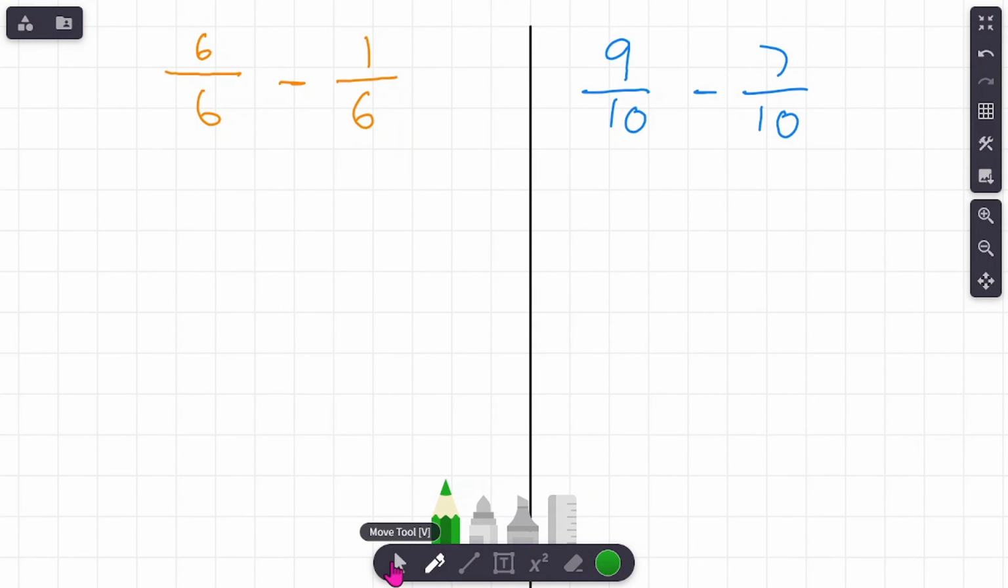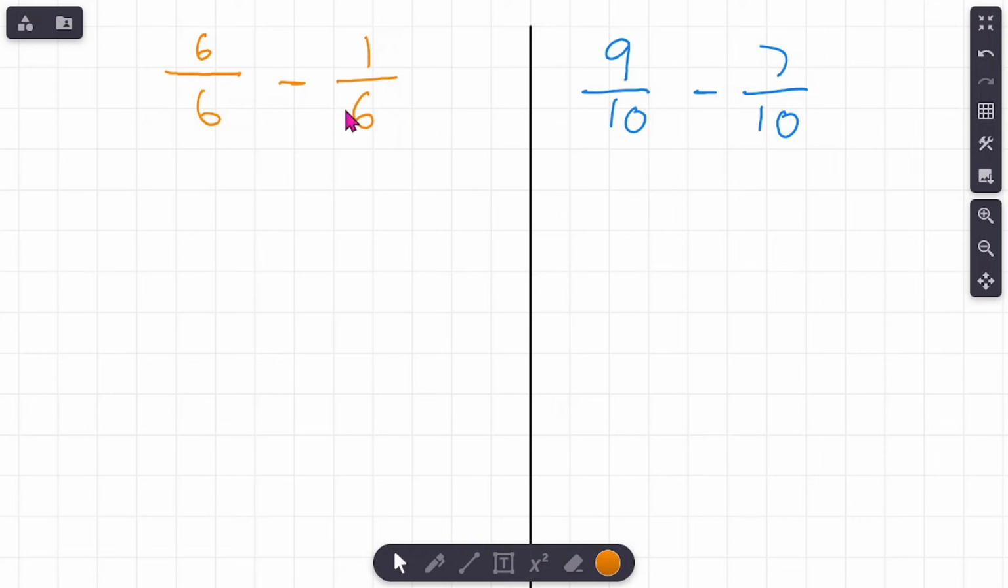All right, we got 2 more here on the screen. We've got our orange fractions and our blue fractions. Let's start with our orange fractions, shall we? So we've got 6/6 minus 1/6. Feel free to pause me and try this one on your own if you'd like.